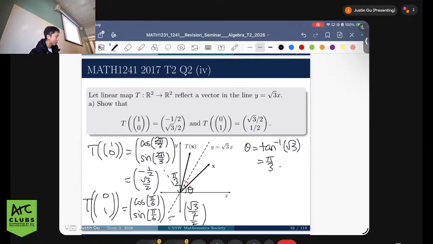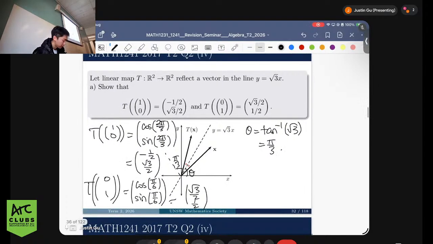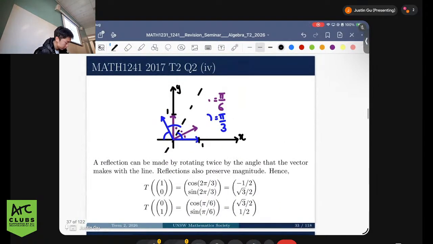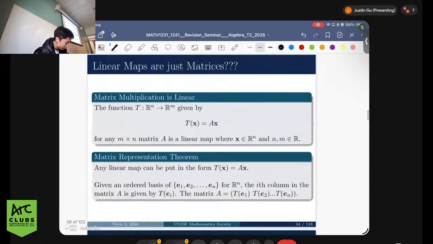Okay, any questions with this? It's just geometry. Okay. Yeah, once again, just geometry. Okay.